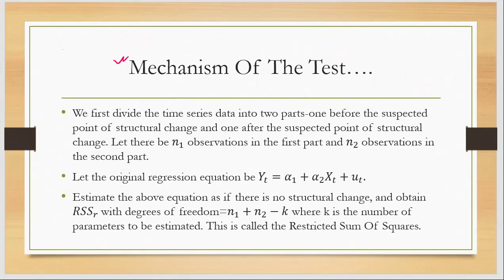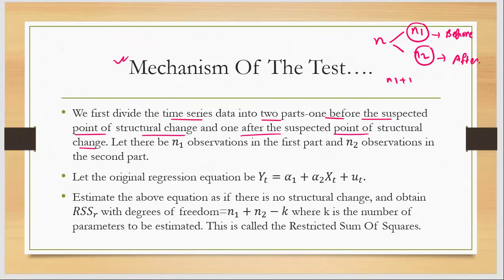For that, we need to divide the time series data into two different parts. Suppose you have n total observations in your sample. Firstly, you will divide your data set into two parts. The first will have N1 observations, and the second group will have N2 observations. The first part is before the suspected point of structural change and the second is after the suspected point of structural change. You will have these two groups. So total N1 plus N2 should be equal to N.